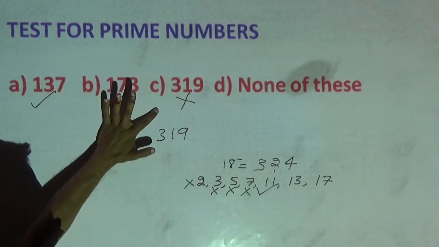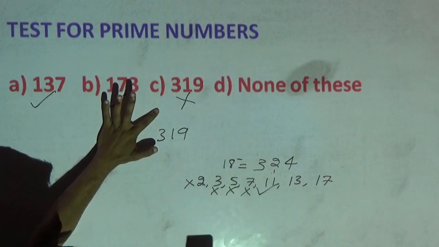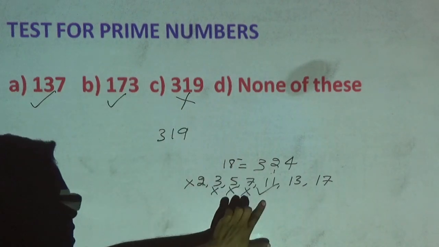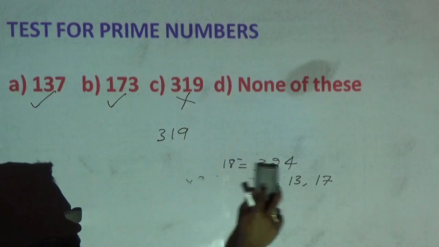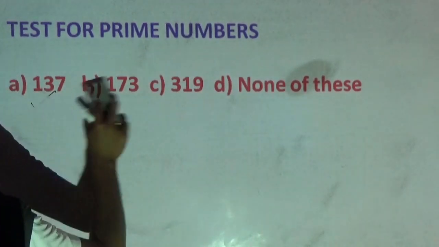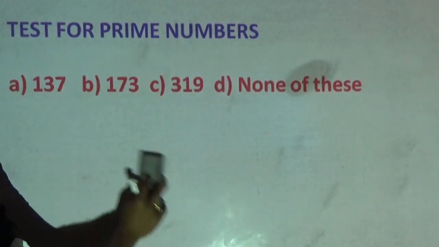What do you mean by prime number? A prime number is a number which is divisible only by one and itself. But this is divisible by 11. Therefore, this number is not a prime number. So, hope you understood how to check whether a number is prime or not.